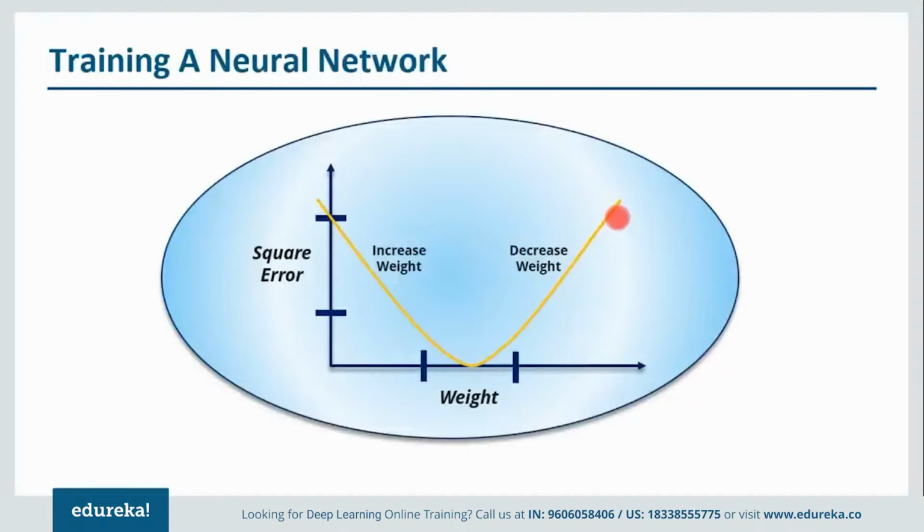At that time, the computer will realize that whenever I'm increasing the weight, the square error is increasing. So it'll go in the opposite direction. It'll start decreasing the weight and keep doing that until the square error becomes minimum. And the moment it decreases more, the square error again increases. So our network will know that whenever it decreases the weight value, the square error is increasing. So that point will be our final weight value. So guys, this is what backpropagation is in a nutshell.